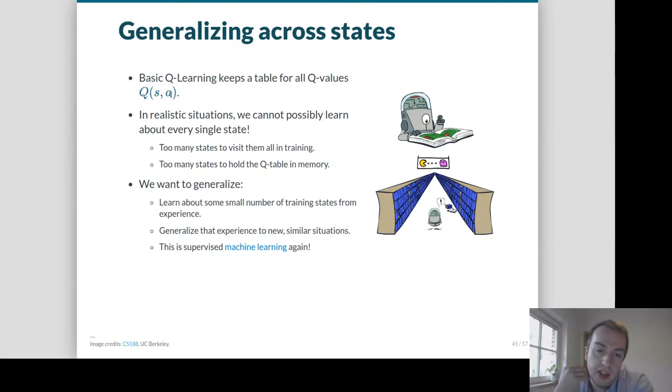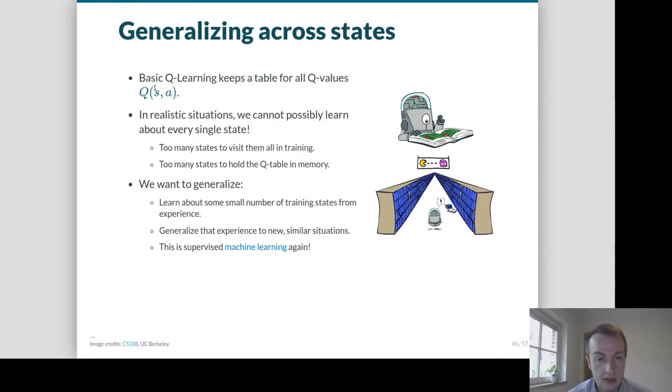When you think about it, in a realistic situation, there is no way you will possibly learn about every single state, because the state space is so huge that there is no hope that you will be able to visit them all during training. And in many other situations, there are just too many states to define and to store this table in memory. So just for practical reasons, this will not work. So what you want to do instead is to be able to generalize.